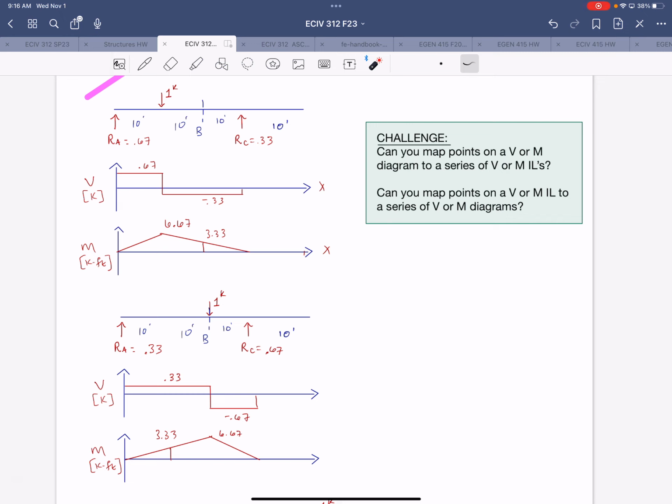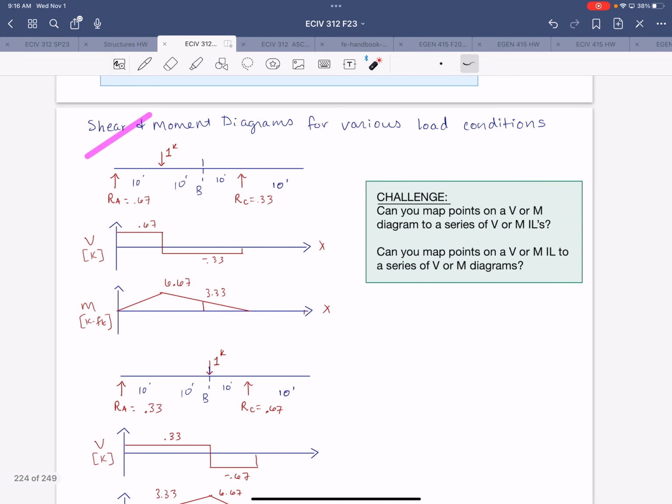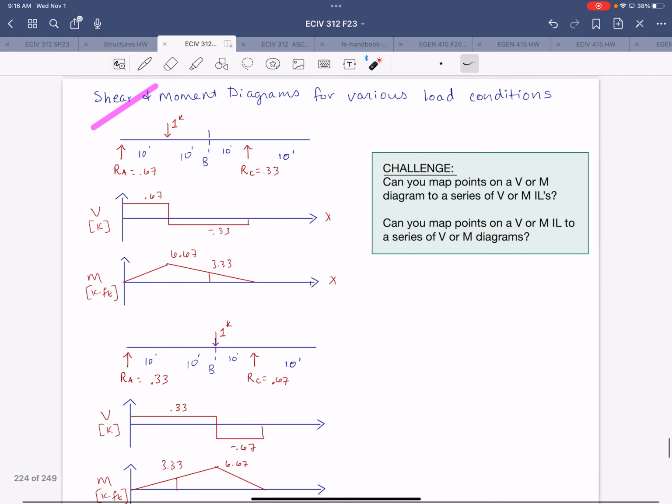So the challenge here, if you're interested, for some folks, may lead to more confusion. For others, it may lead to greater understanding. So this is why I just put it on D2L in case you want to dive into it and explore it. This is going to demonstrate, for that same example that we just looked at before, the simple beam with an overhang, and various placements of unit load. What are the shear and moment diagrams for each of those conditions?